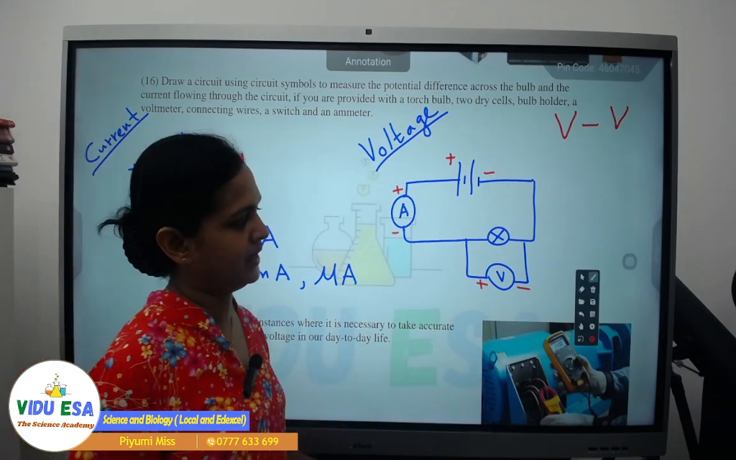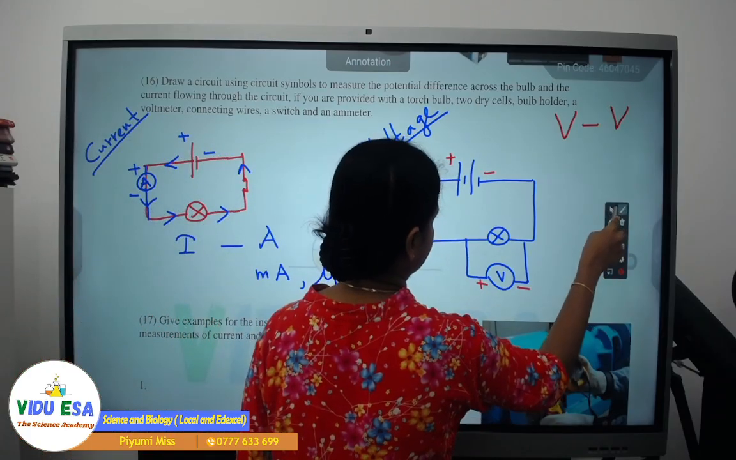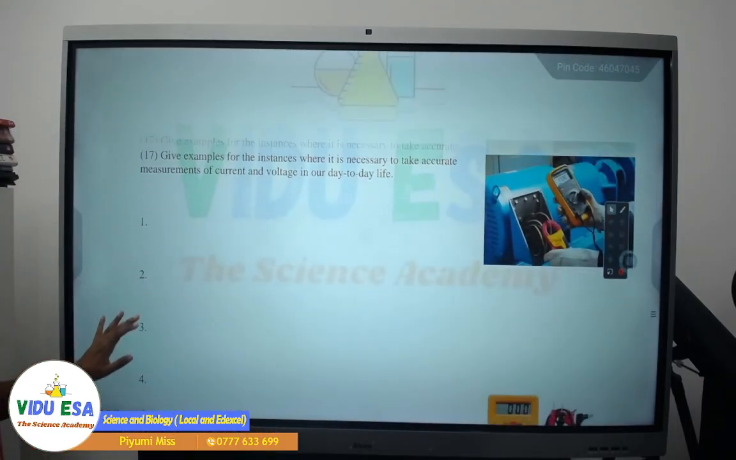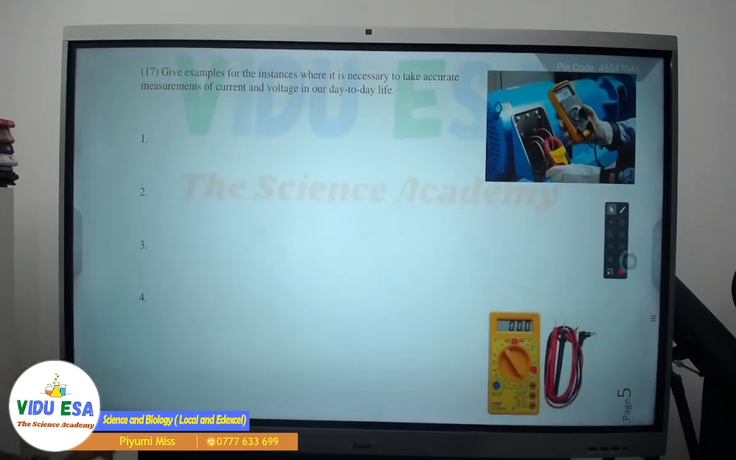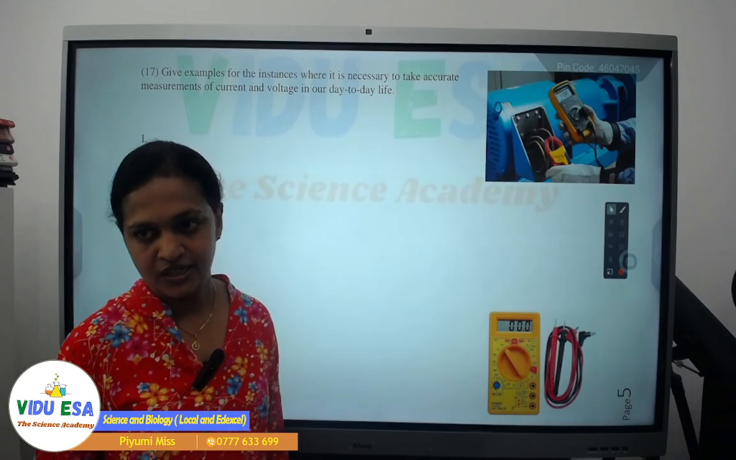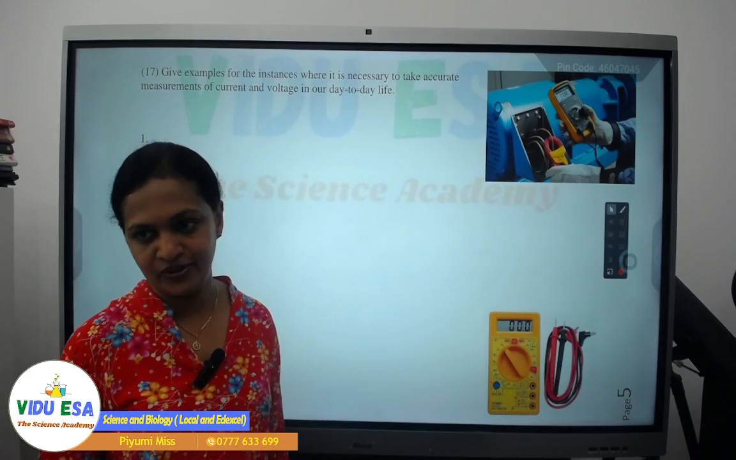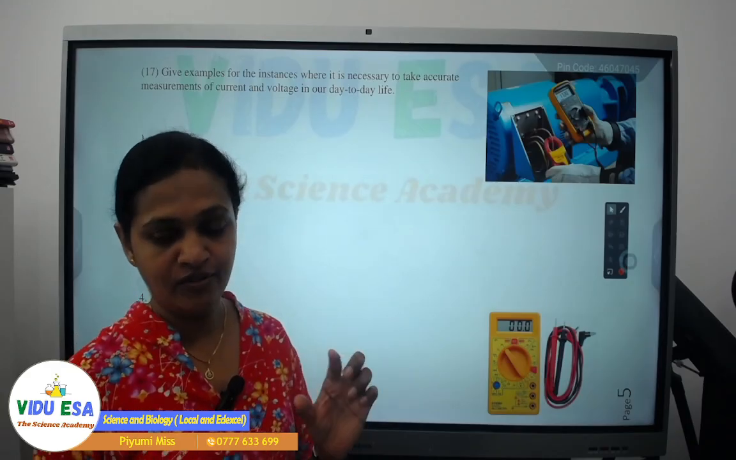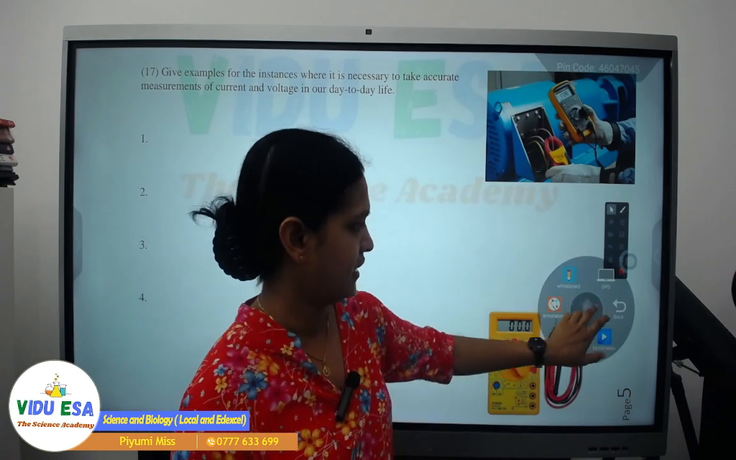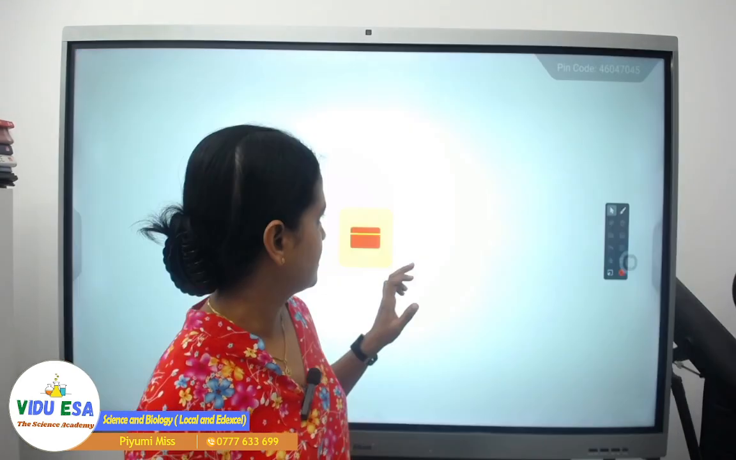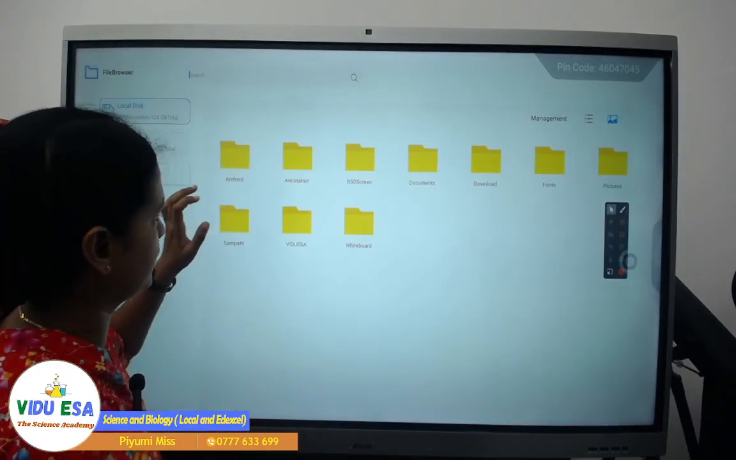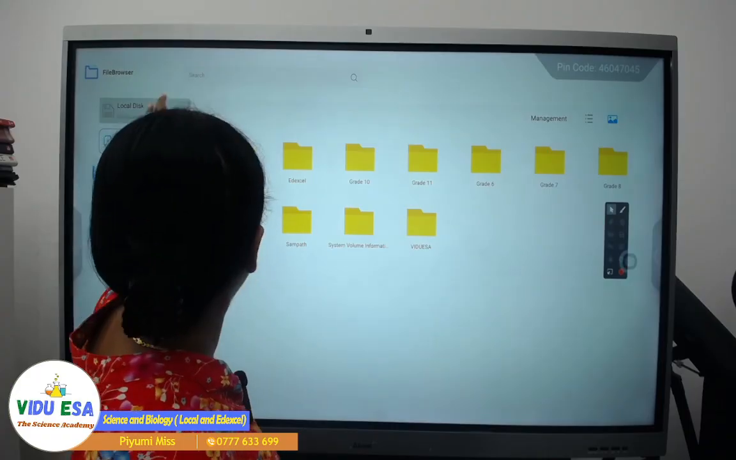ඔන්න ඔය ටික තමයි අපි කතා කළේ last time. Then give examples for the instances where it is necessary to take accurate measurements of current and voltage in our day-to-day life. So current and voltage should be measured very accurately in some of the instances. So you can write the answer for homework. I will show you in your textbook. They have given these instructions.